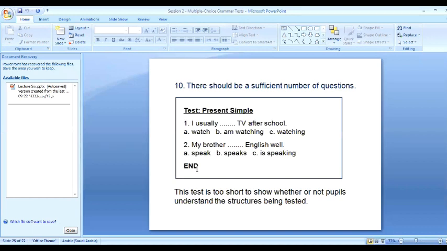There should be a sufficient number of questions. There should not be, for example, just a few questions on the present simple. "I usually dash TV after school." I usually watch, or I'm watching, or watching. "My mother dash," speak, or speaks, or is speaking. So this test is too short to show whether or not pupils understand the structures being tested. It is very simple, like "I usually dash TV." This test is too short to show whether or not pupils understand the structures being tested.